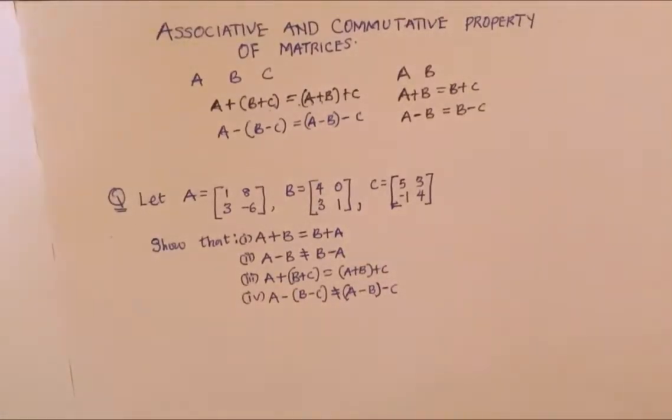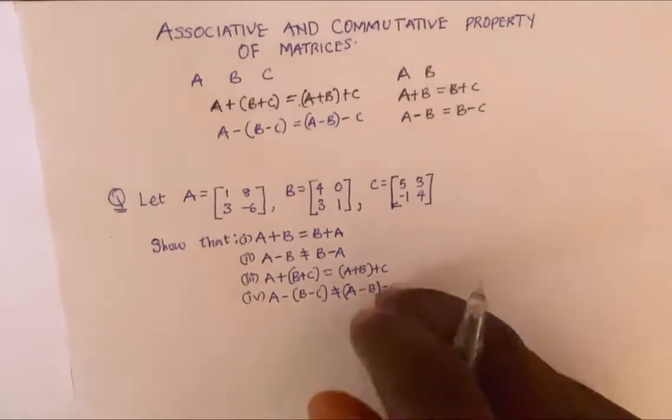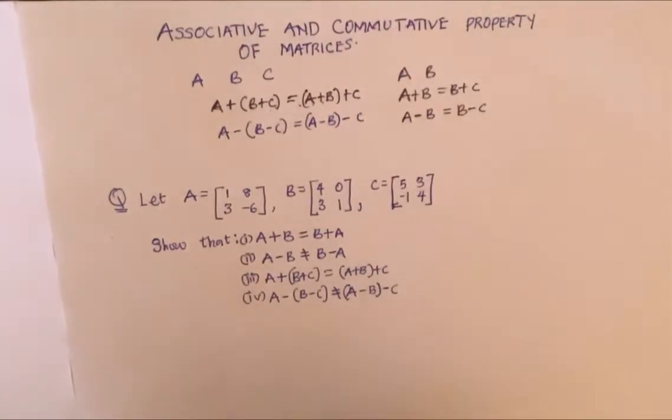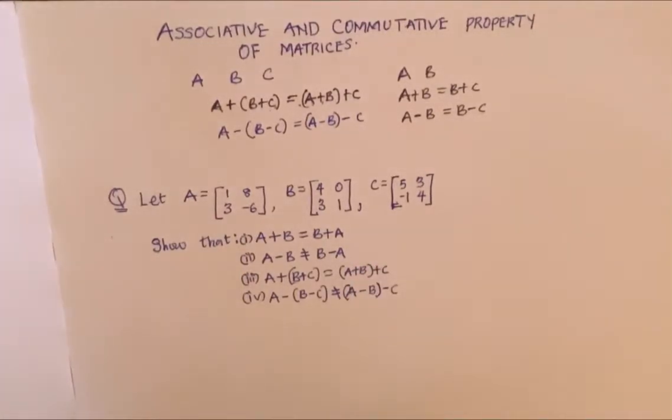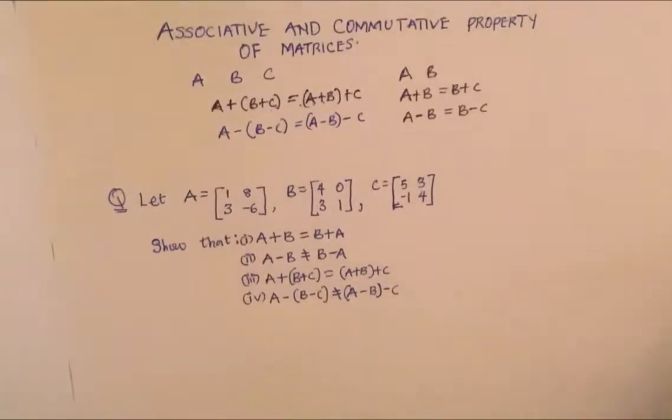So what I'm saying is, is it that associative and commutative are only applicable for positive and multiplication signs? Is it applicable to positive but not to negative? We will see in this question. So let's just move to the question. If you can solve it, just go ahead and solve it. Then let's move to the question now.